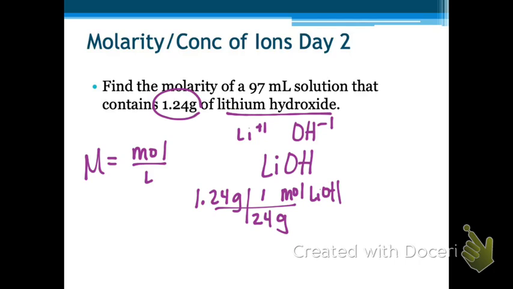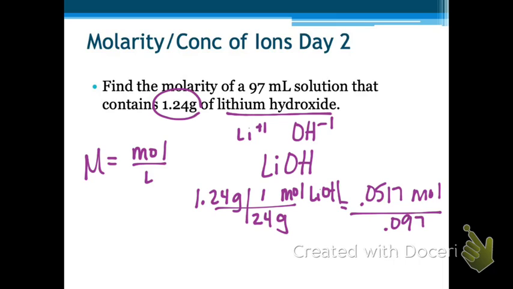Why I can't do that math. Yeah, 7 plus 17. Okay, perfect. All right, so we went from grams of lithium hydroxide to moles, and that gives us 1.24 divided by 24, 0.0517 moles. And from there, I can just divide by my liters. And so when I'm dividing by liters, is it 97? It's 0.097, right? We got to move it 3 places.